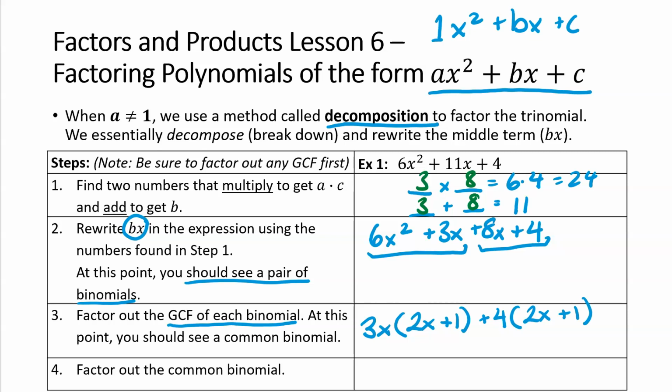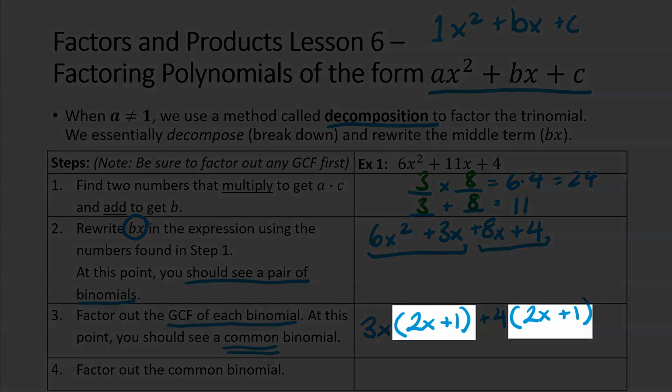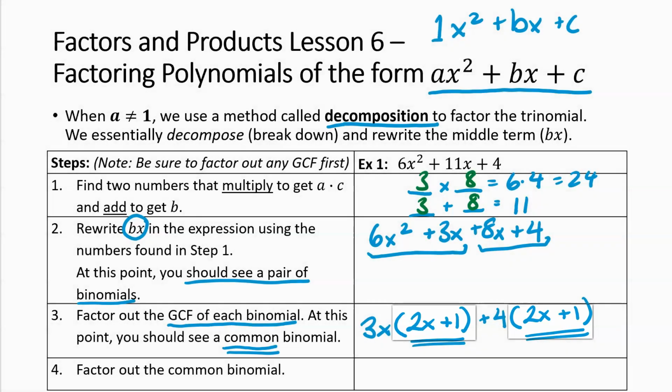And at this point, you should see a common binomial. Look, you have 2x plus 1 here that's multiplying the 3x. You have 2x plus 1 over there multiplying the 4. So 3x and 4 are both being multiplied by the same factor. That means you can factor it out. We can now factor out the 2x plus 1. That's being multiplied by 3x, and it's being multiplied by positive 4, and that's your answer.